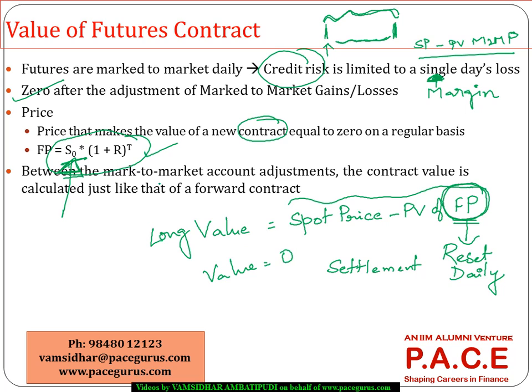And as I have already highlighted, between the two mark-to-market dates, during the day, intra-day, the contract value is just calculated similar to that of a forward contract, which is nothing but the spot price minus the present value of the previous mark-to-market price. So that is one other key difference that we observe between a futures contract versus a forward contract.